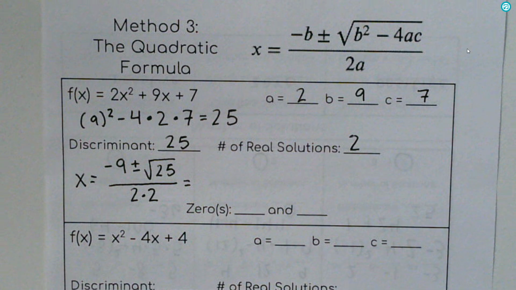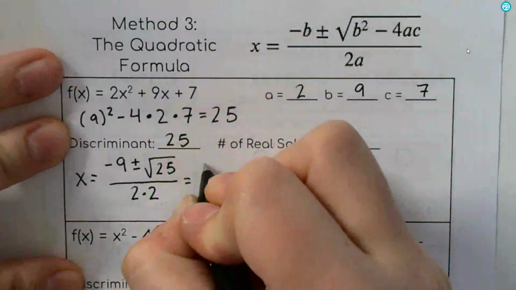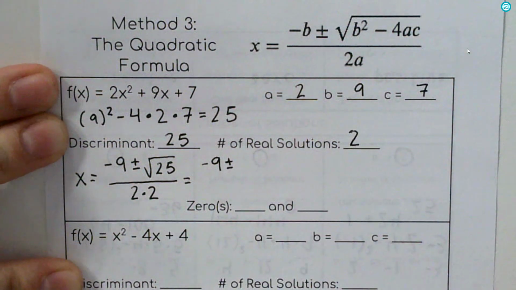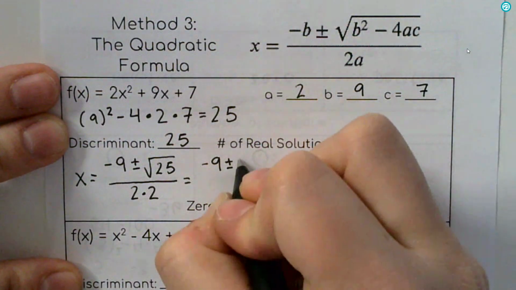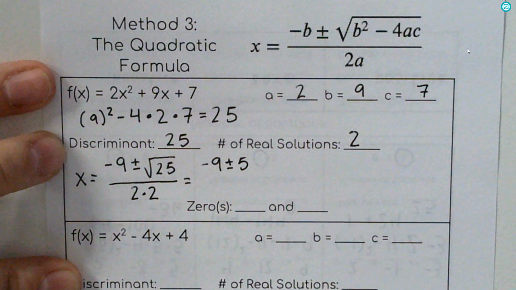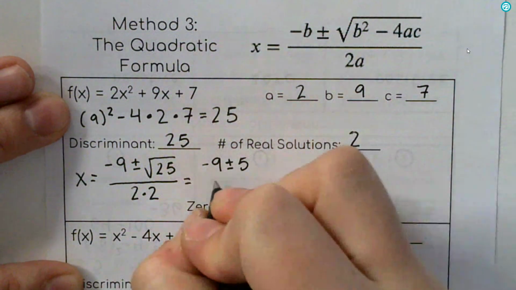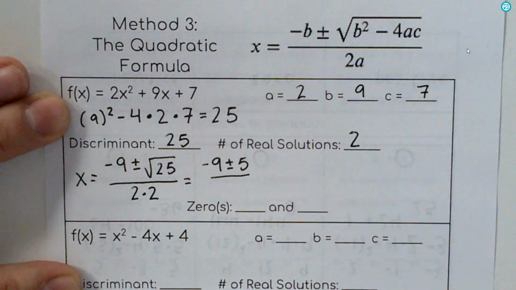Any questions about plugging the things I know in? Okay, then we can keep going. So I'm going to keep my negative 9. I'm going to keep my plus or minus. What's the square root of 25? 5. And also negative 5, so that's why I have that plus or minus sign there. That's why that's part of the formula, because I know I'm going to need to use it. And then on the bottom of my fraction, 2 times 2 is 4.